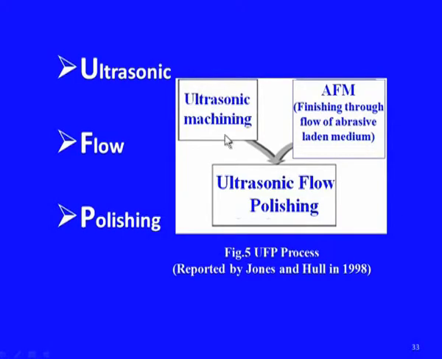Let us see how this ultrasonic flow polishing works. In ultrasonic flow polishing, the combination of AFM and USM principles are used. In this process, the abrasive polymer mix is pumped down the center of the ultrasonically energized tool. The concept is explained like this: ultrasonic machining, then abrasive flow machining, and this gives ultrasonic flow polishing. This can also be seen like this.